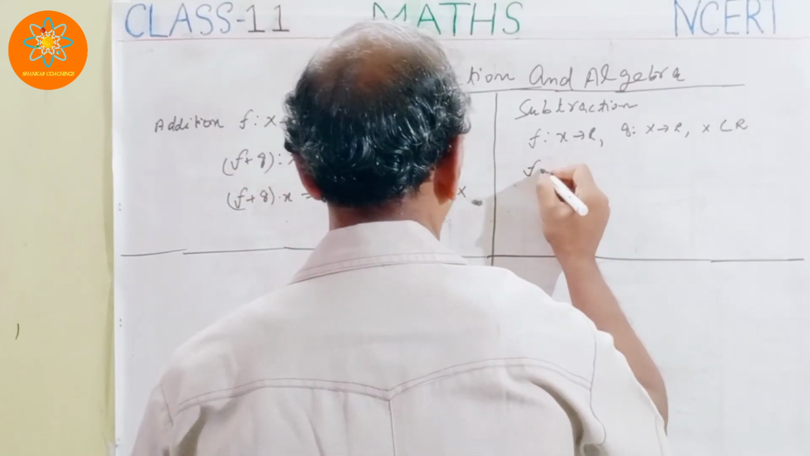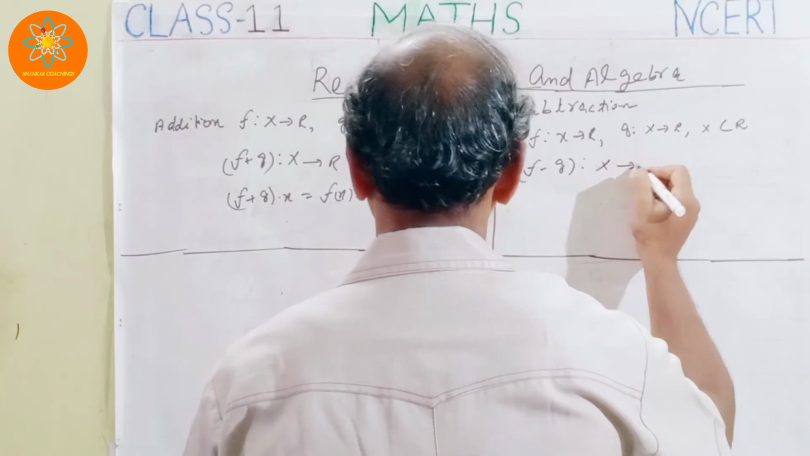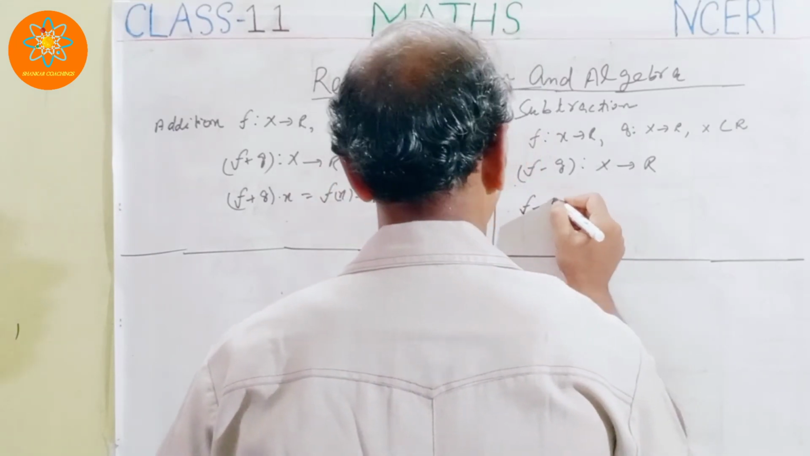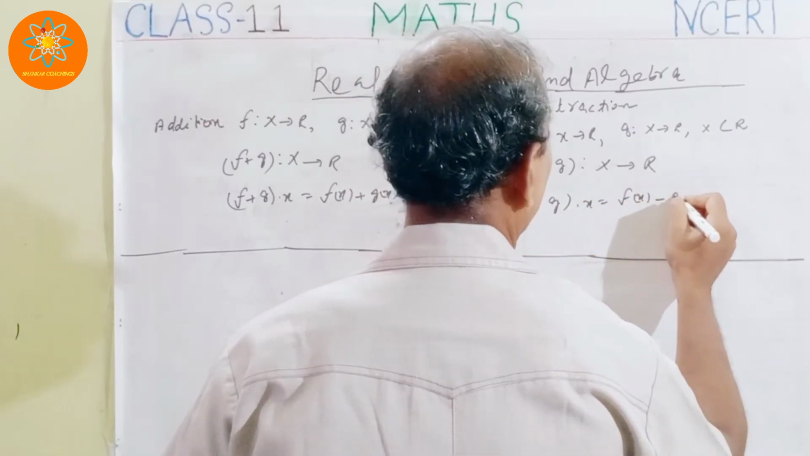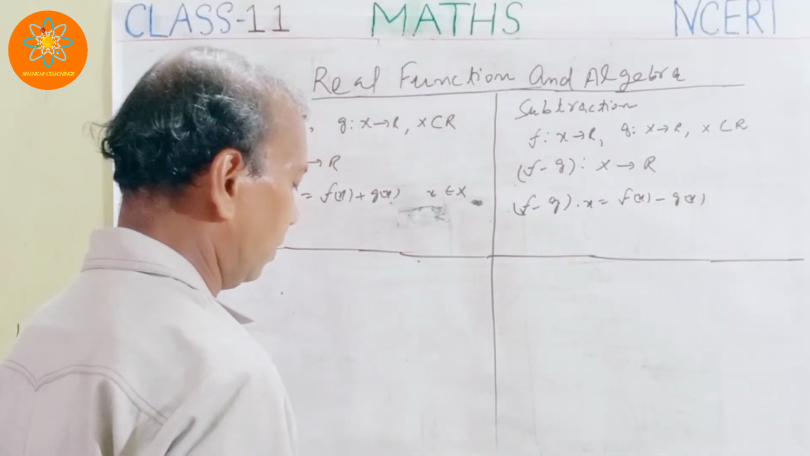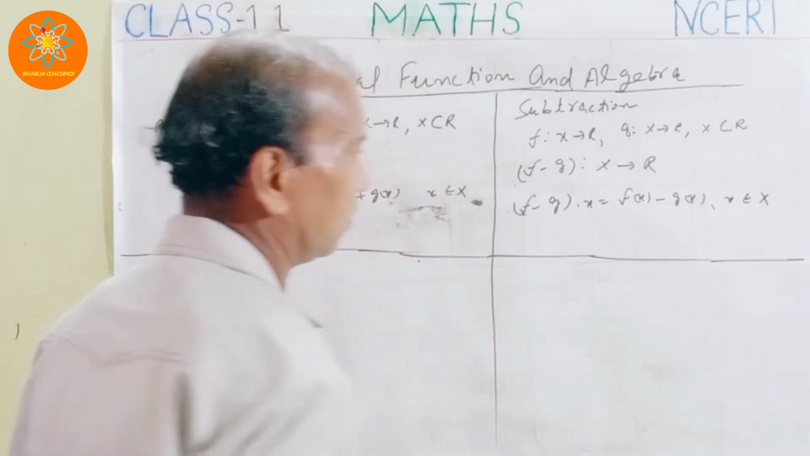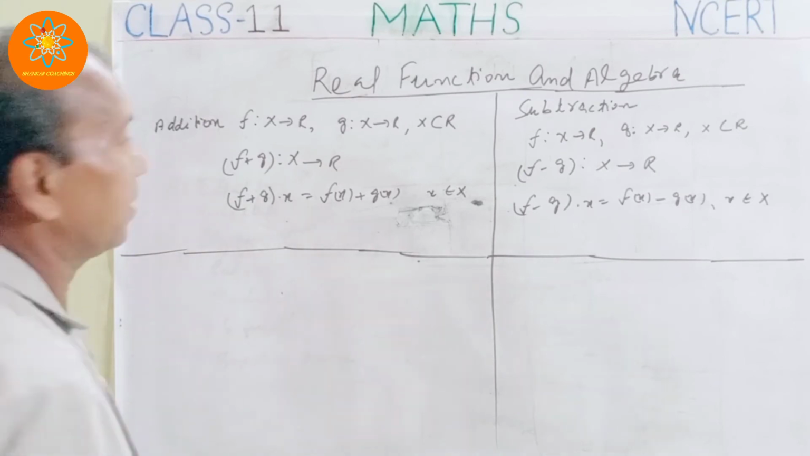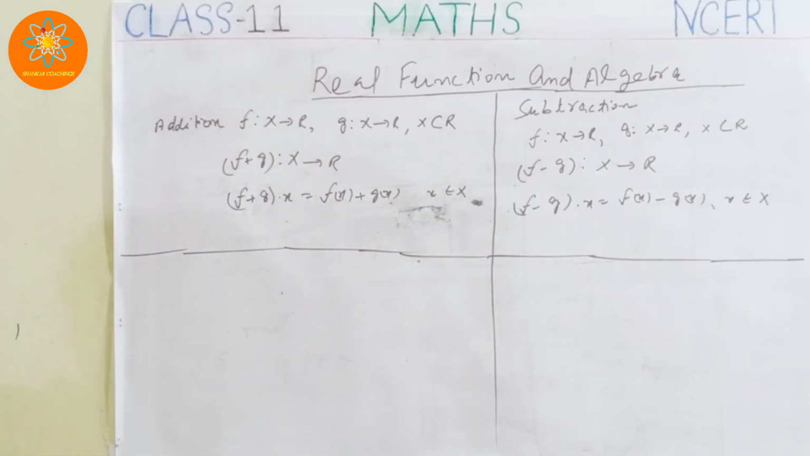So how do I define f minus g? This I define from X to R, and I can write it as (f minus g)(x) equals f(x) minus g(x), where small x is a member of capital X. So this is for addition and this is for subtraction. The only difference is that the plus is changed into minus, because this one is for the case of subtraction.